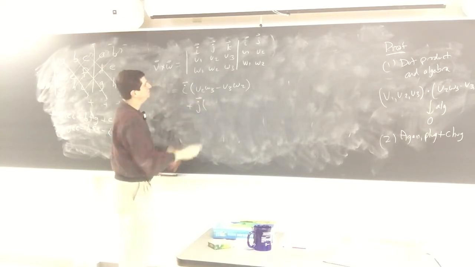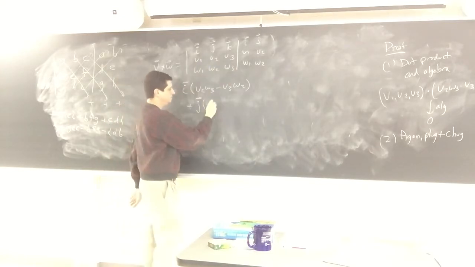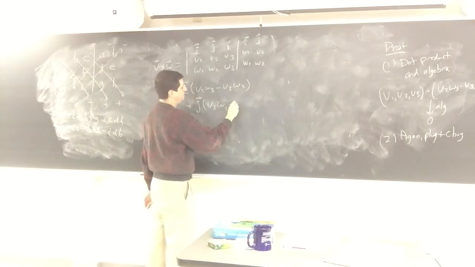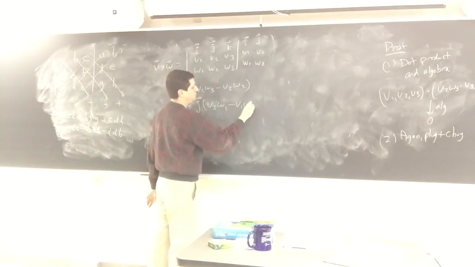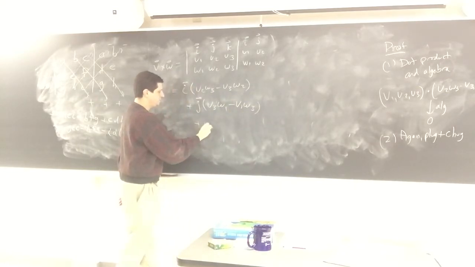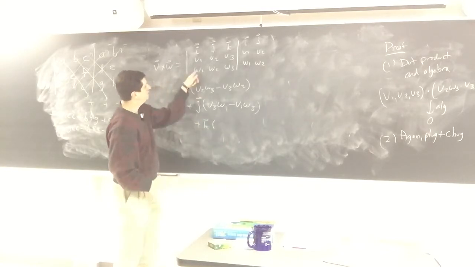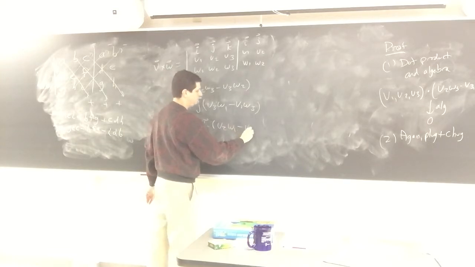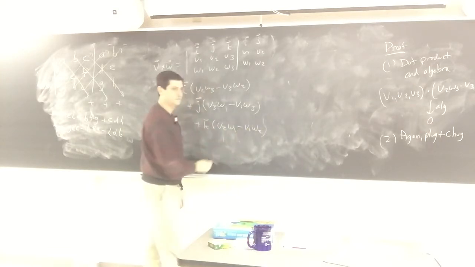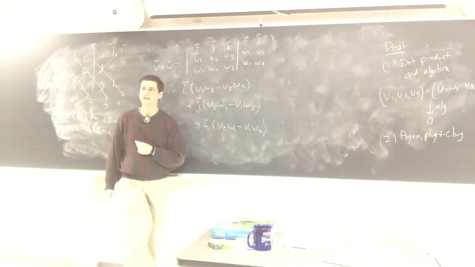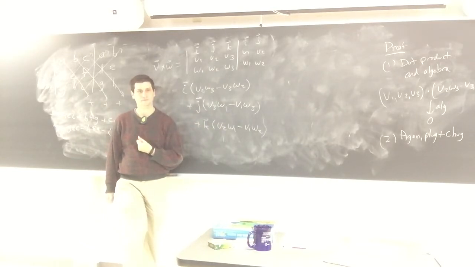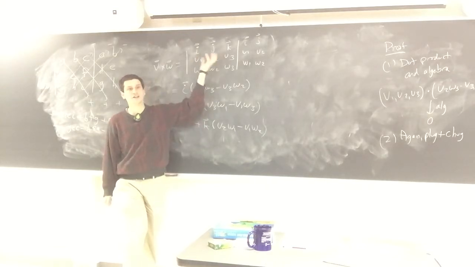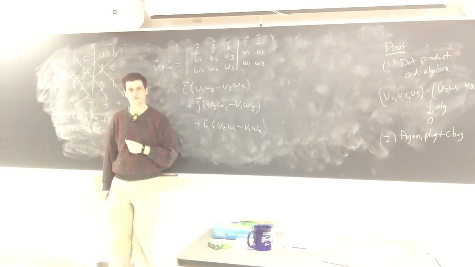And the j term will be v3 w1 minus v1 w3, and then the k term will be v2 w1 minus v1 w2. So that is a nice way to remember the formula for the cross product. Okay? So again, this is not a standard determinant.